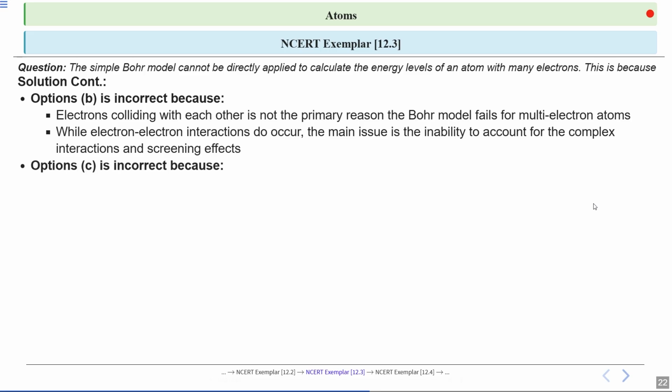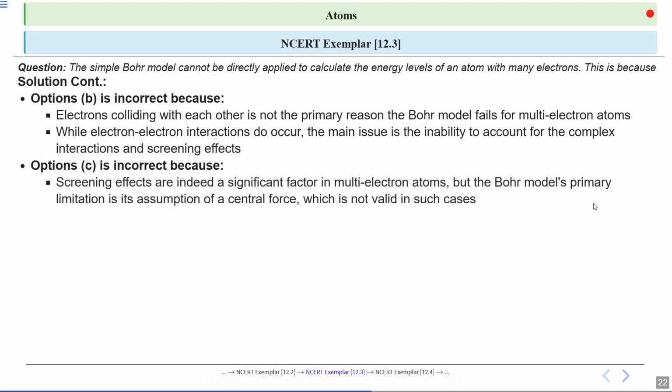Now let's move to option C. We will see why this explanation, while closer, still isn't the full story. Screening effects happen when inner electrons partially block the attraction between the nucleus and outer electrons. While this is a big factor in multi-electron atoms, the Bohr model's main flaw is that it assumes each electron feels a simple central force from the nucleus, which just isn't true when other electrons are present.